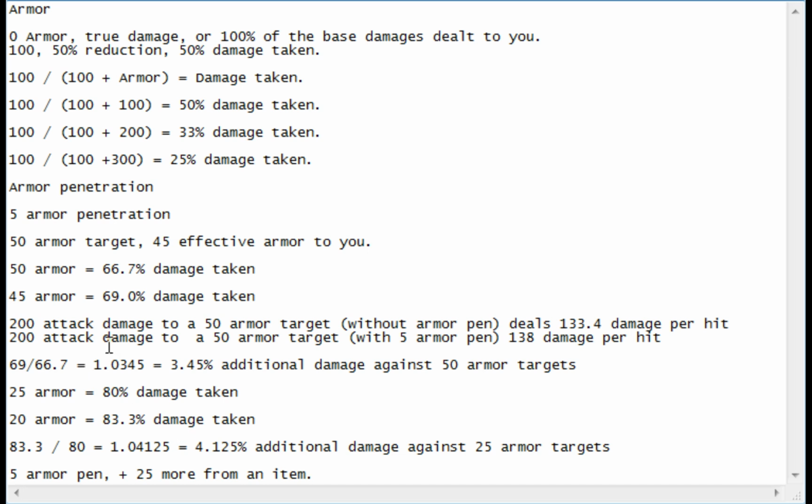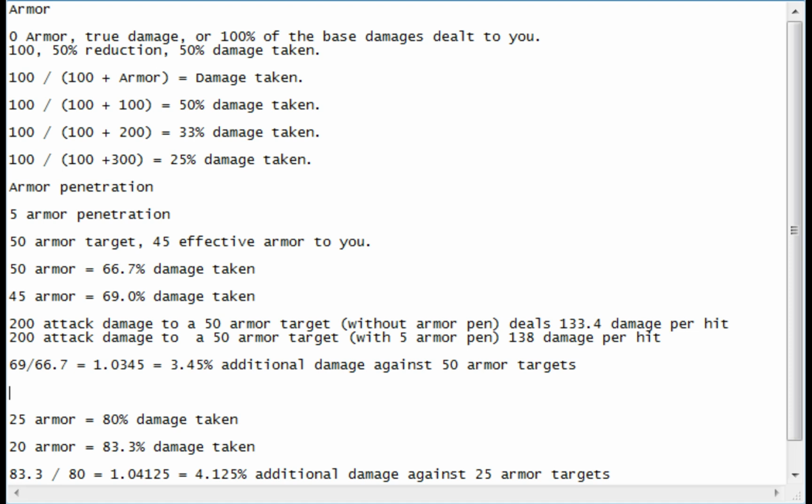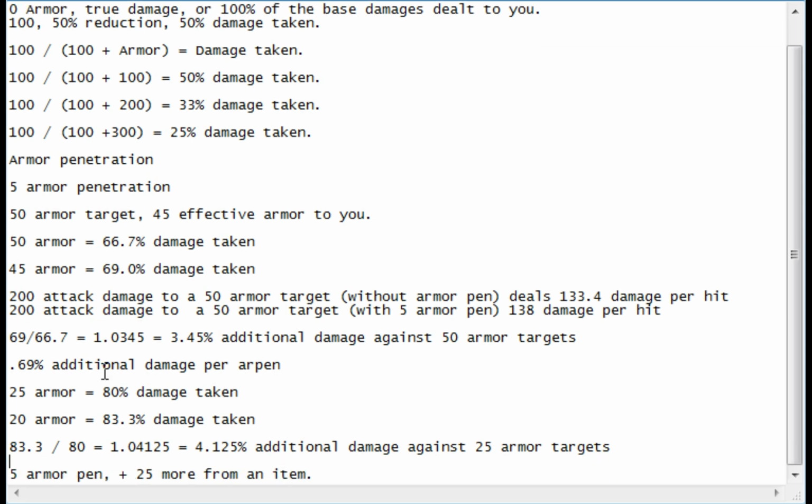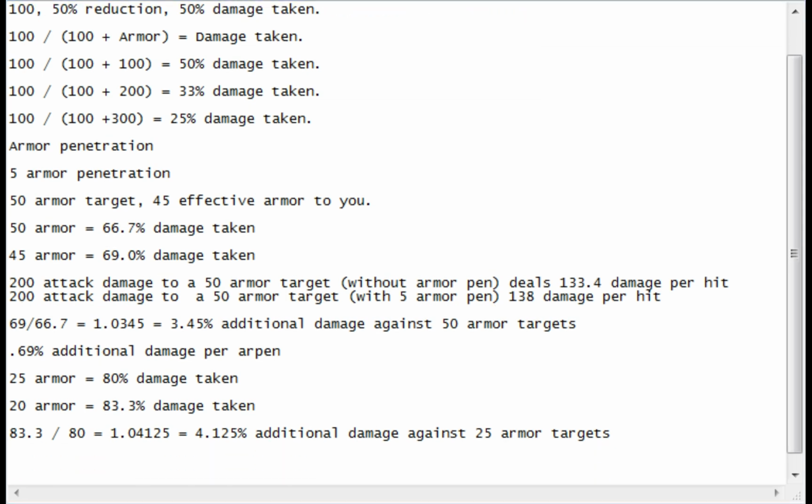Now, looking at this here, the 5 armor penetration here, let's look at the percentage additional damage per armor pen here. Let me do that math real quick. So 5 over 3.45, oh no, just kidding. 3.45 over 5. So it's 0.69% additional damage per R pen. And here it's something like 0.8. So 4.125 over 5 is 0.825% additional damage.